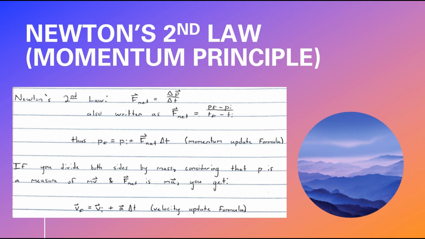So Newton's second law states that F net is equal to the change in momentum over the change in time. We went over this in Lab Report 1. So ultimately, if you divide both sides by mass, you can get the velocity update formula, which is v final equals v initial plus acceleration times time. And that will be relevant going into the creation of computational models.